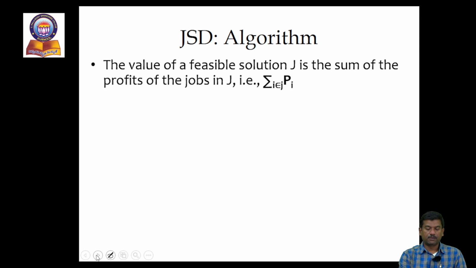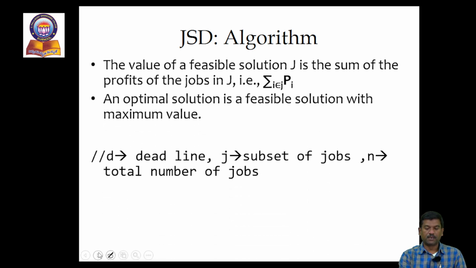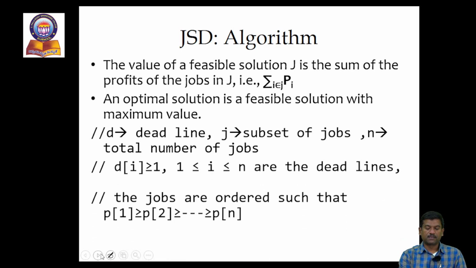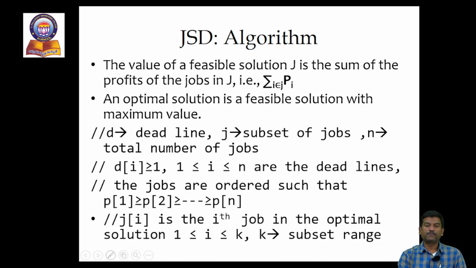And according to the algorithm of job sequencing with deadlines, there is a prerequisite that has to be followed. That is, it should be the sum of all the profits of the items that you have taken within your solution set. That is sum of Pi for i belonging to J. Pi indicates the profit of each job, and J indicates a subset of the jobs that you have considered in the solution set.